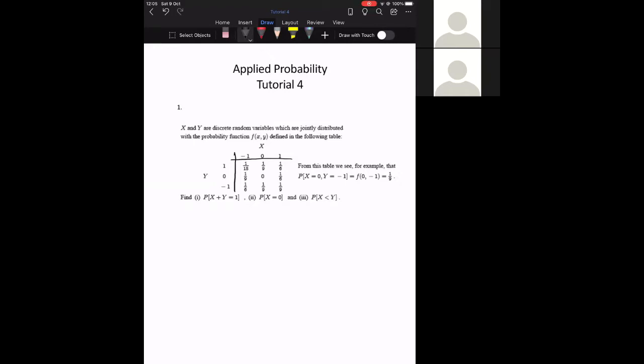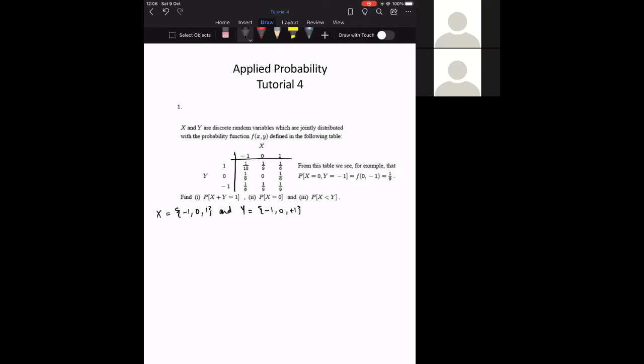So from this table, we understand that x can take three values, which is -1, 0, and 1. And y can take three values as well, which are the same. So for the first part, they ask us to calculate the probability that x plus y is equal to 1. So we need the sum of both random variables to equal 1.